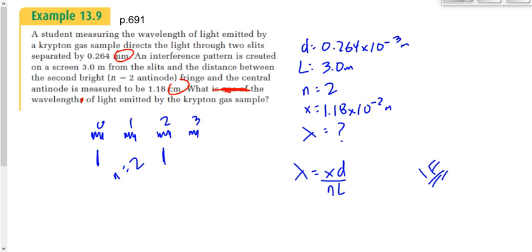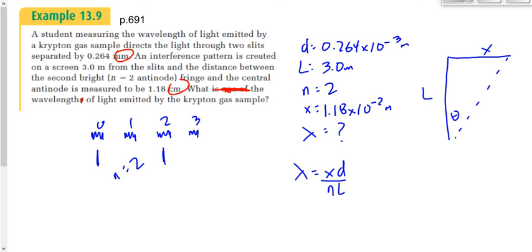We don't know what the angle is, though. We could calculate it. We know what L is, the distance from the screen to the slits, and we know what X is. So we could actually find theta and see if it's less than 10 degrees. But we've got a rule of thumb to save us that bother, usually. What was the rule of thumb, Ollie?